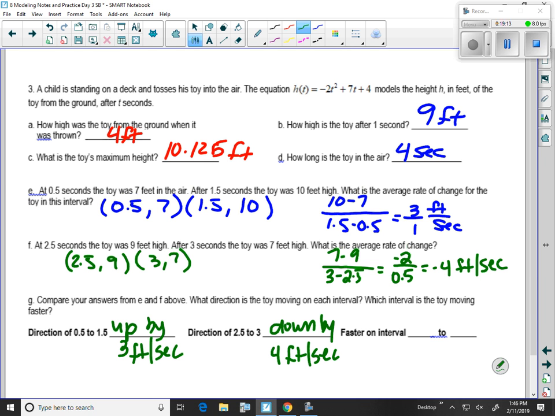How do I tell the difference between something going up and something going down? The negative. It should have a negative slope or rate of change like in part F if it's going down, positive like in part E if it's going up. Which one's going faster? Which interval? The second one, from 2.5 to 3. It has nothing to do with positive or negative. It works with gravity, but also we want the biggest number.